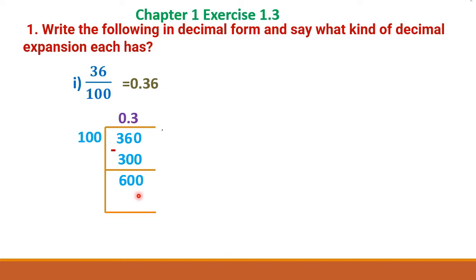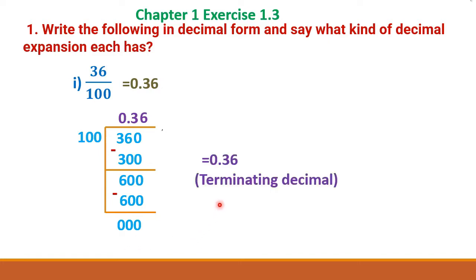Now 100 6's are 600. Now we get remainder as 0. Now we should stop doing division because we get remainder 0. So our answer is 0.36 only, and there is no need for further division. Such kind of decimals where we end up with 0 remainders are known as terminating decimals. A terminating decimal is a decimal that ends. It's a decimal with a finite number of digits.